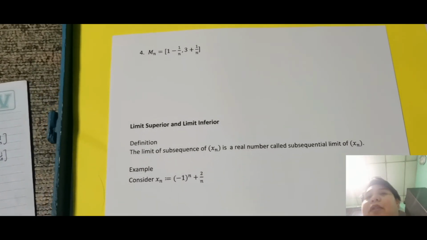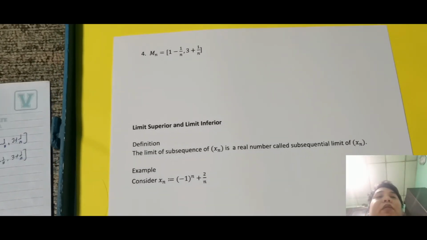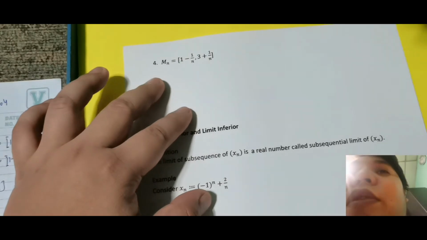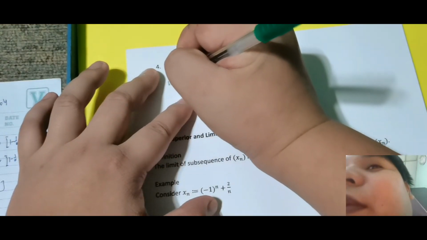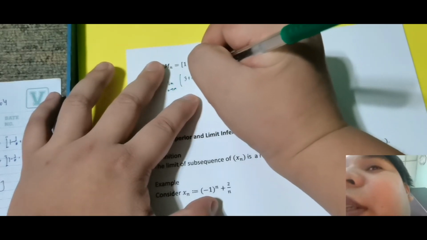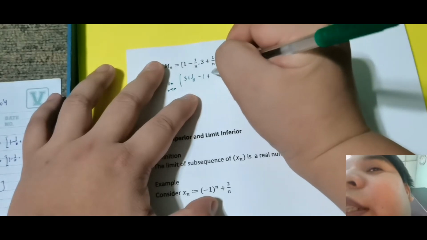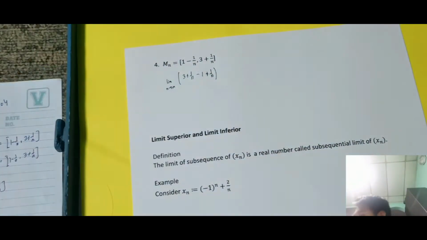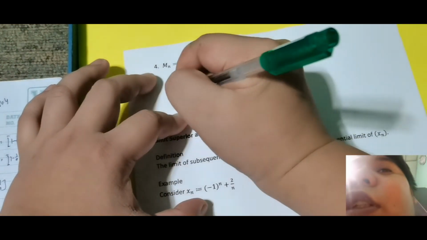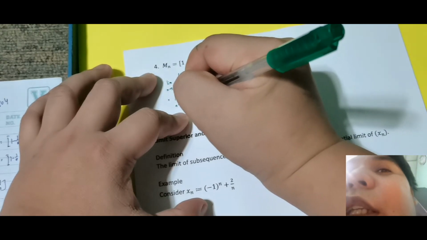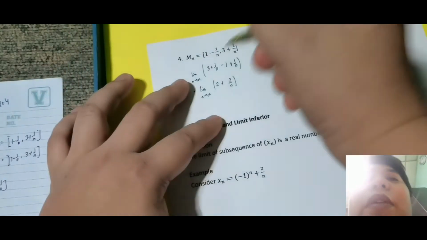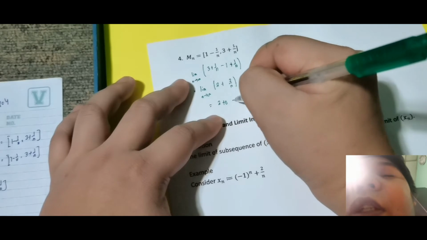Okay, so for number 4, let M sub n be the closed interval [1 minus 1 over n, 3 plus 1 over n]. First, let's take the limit as n approaches infinity of 3 plus 1 over n minus 1 plus 1 over n. Right? Okay, so that is simply 2. That is simply the limit as n approaches infinity of 2 plus 2 over n, which is only 2 plus 0, which is equal to 2.